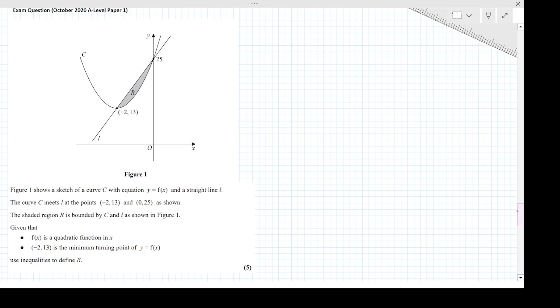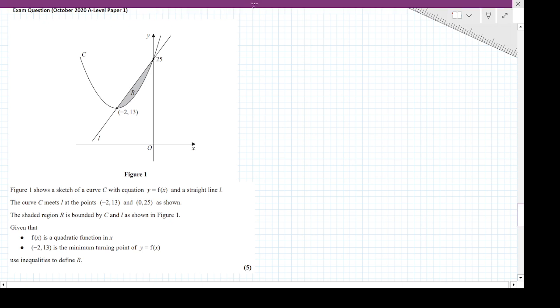questions more. Okay, so we have figure 1, which shows a sketch of a curve C with equation y is f of x and a straight line L. The curve C meets the line L at points (-2, 13), which is here, and (0, 25), which is there. The shaded region R is bounded by C and the line L. Given that f of x is a quadratic again, and (-2, 13) is a minimum turning point on y is f of x. Turning points on a quadratic, think about what that means. Use inequalities to define R.